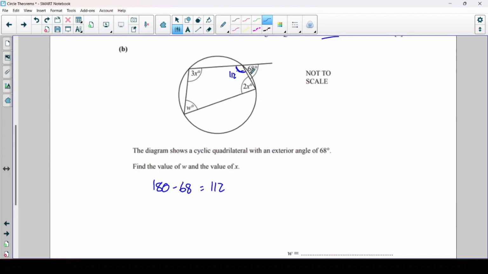For W, opposite angles in a cyclic quadrilateral add up to 180 degrees. So 180 take away 112 is going to be 68. So W is equal to 68 already.